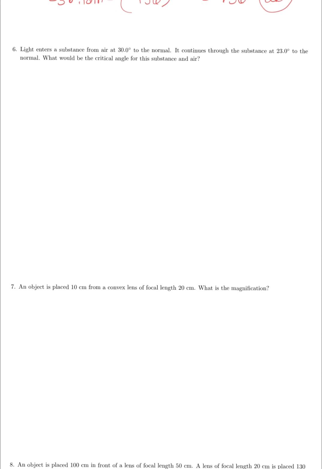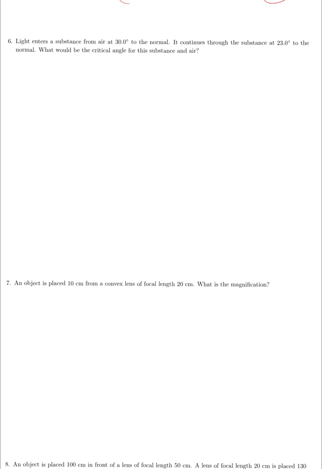Okay, light enters a substance from air at 30 degrees to the normal. It continues through the substance at 23 degrees to the normal. What would be the critical angle for this substance and the air?